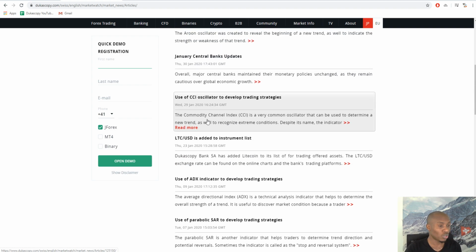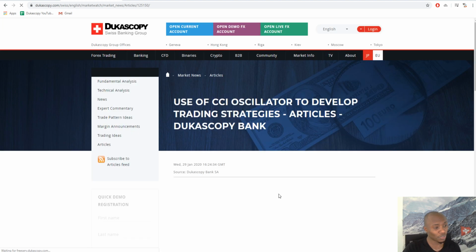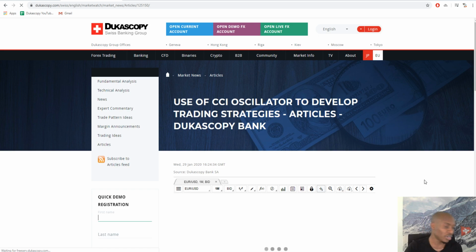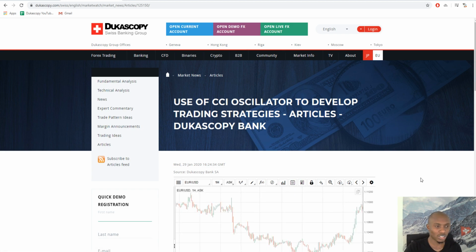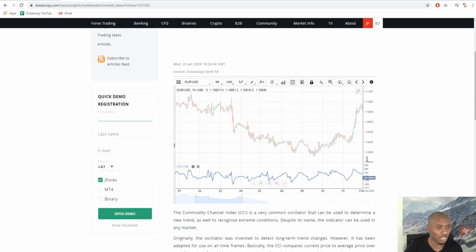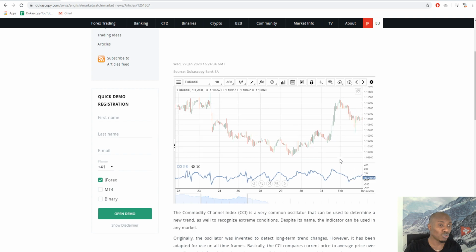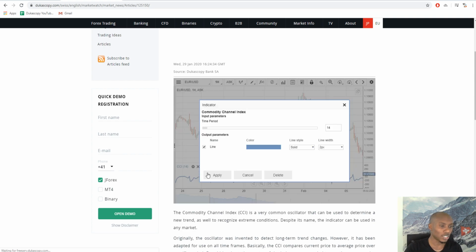So today we're talking about the use of the CCI Oscillator indicator to develop your trading strategy. It is very simple. If you are a person that knows how to use the RSI, relative strength index, the MACD indicator, or some other oscillators, then it's very easy for you to be able to use this CCI. And what is CCI?